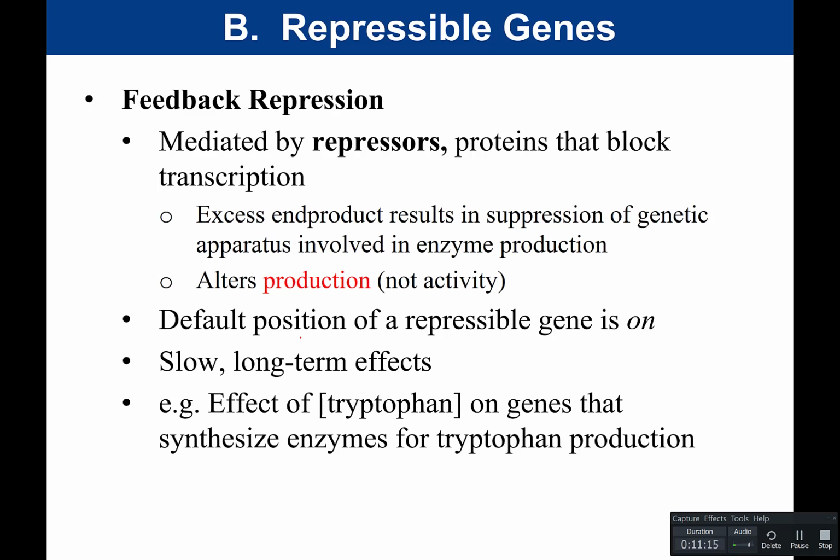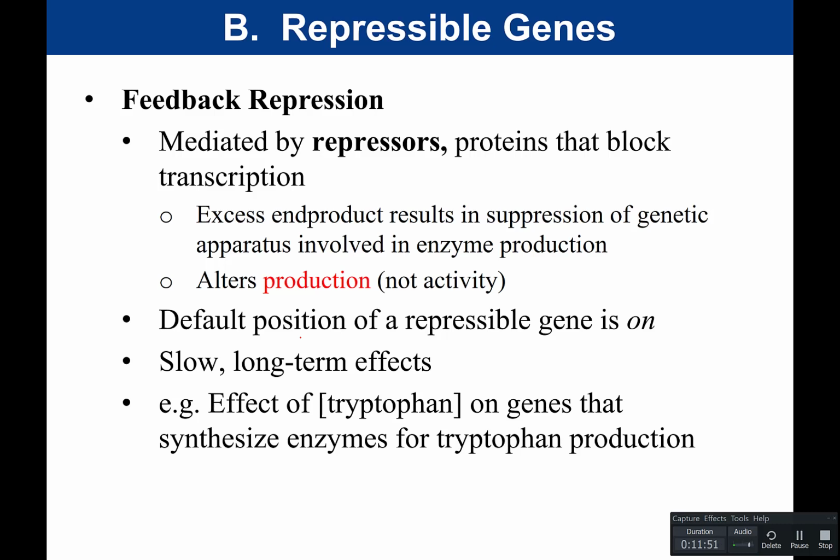And so this is a way that we can have a product feedback and turn off production of its own enzyme. The default position of a repressible gene, again, is on. This has slow but long-term effects. And an example that we're going to talk about for this one is the effect of tryptophan concentrations. Tryptophan is an amino acid. So we're looking at the effect of tryptophan concentrations on genes that synthesize the enzymes for tryptophan production.